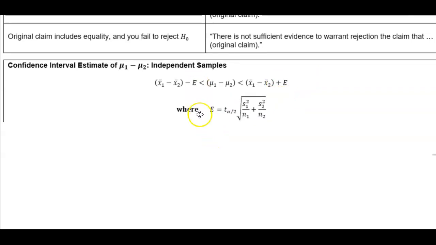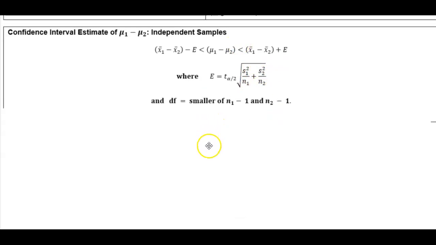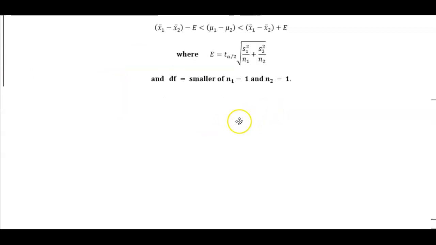And then the margin of error would equal the following. The critical t-value times the square root of the sample standard deviation 1 squared over n1 plus sample standard deviation 2 squared over n2. And then we would use the degrees of freedom, and the one that we would use is the smaller of n1 minus 1 or n2 minus 1.